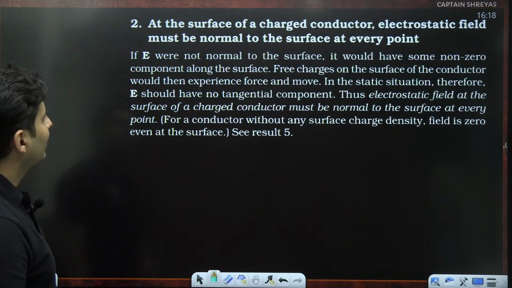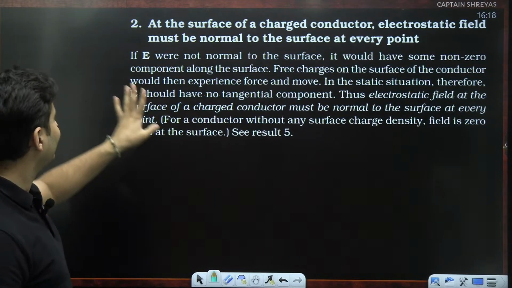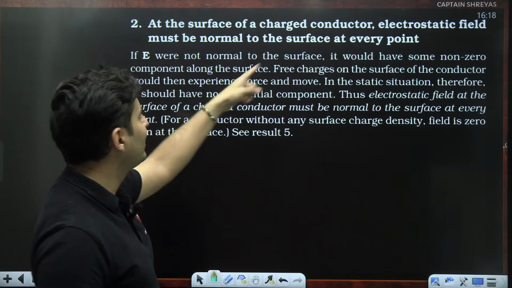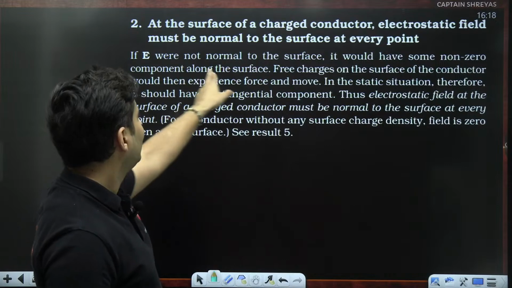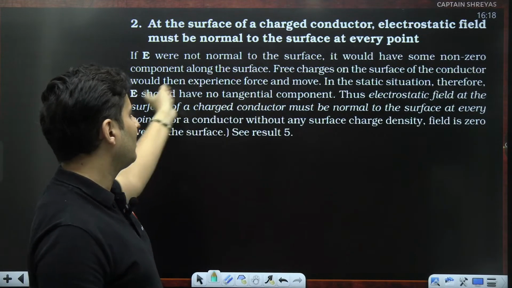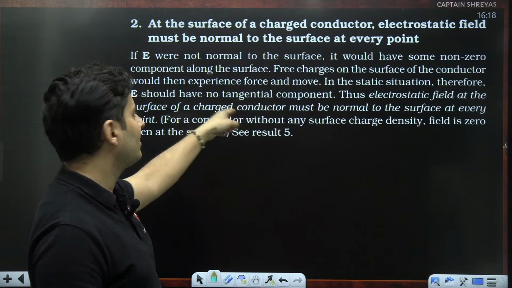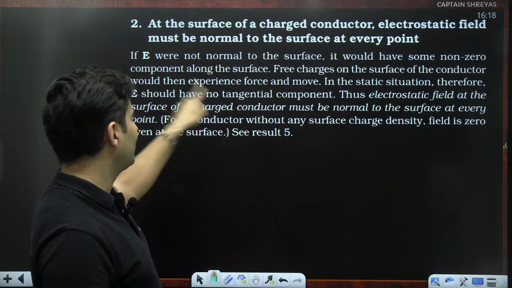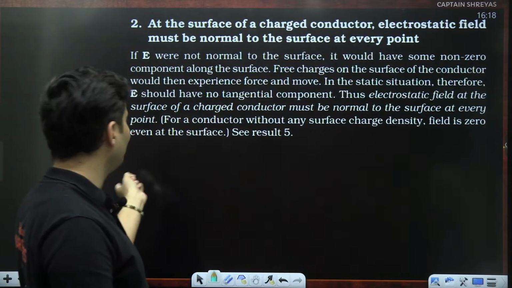Here also they will have done the same thing. Let's see. At the surface of a charged conductor, electric field must be normal to the surface at every point. If E were not normal to the surface, it would have some non-zero component. Free charges on the surface of the conductor would then experience a force in the static situation. Therefore, E should have no tangential component. Thus, the electrostatic field on the surface of a conductor must be normal to the surface at every point.